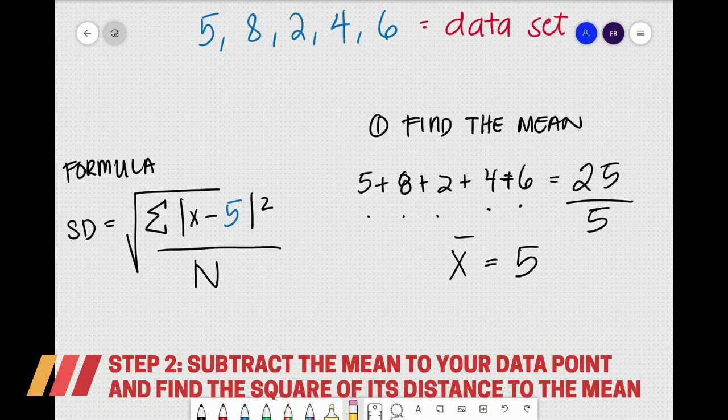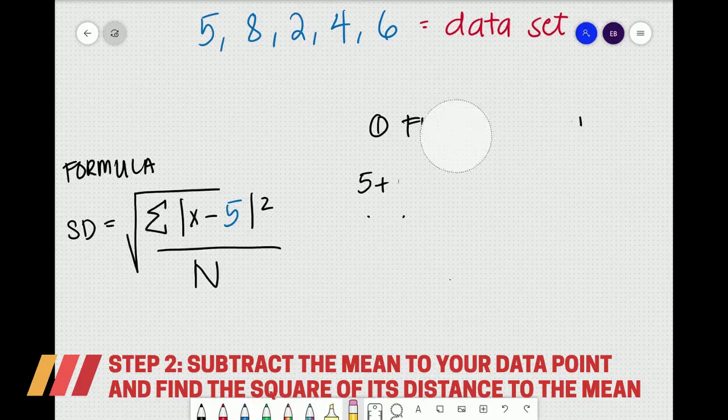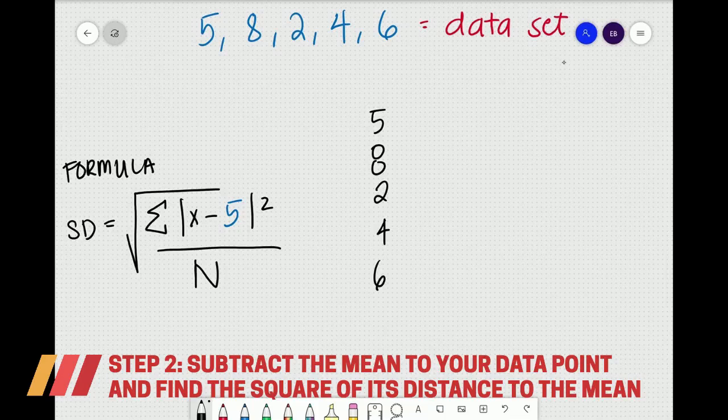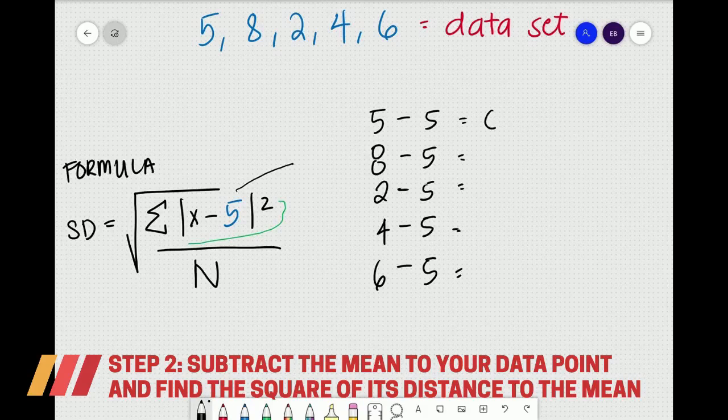Step 2 is to subtract the mean from your data points, i.e. the deviations, and square each of those distances. Now let me just erase this part so it'll be much clearer. So now that we have found our mean, which is 5, we subtract that number from our data points. And our data points, again, are the same numbers located above. So 5 minus 5, 8 minus 5, and so on. This is the part of the equation in the formula. So then we get the numbers 0, 3, -3, 1, and 1.